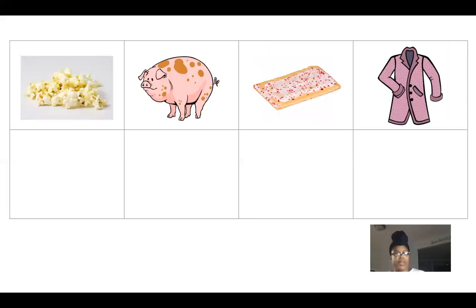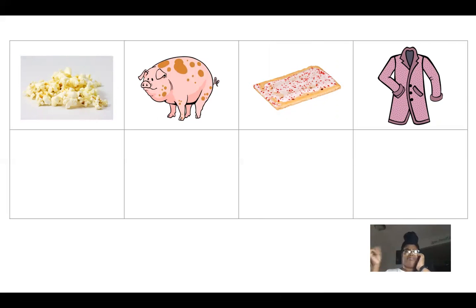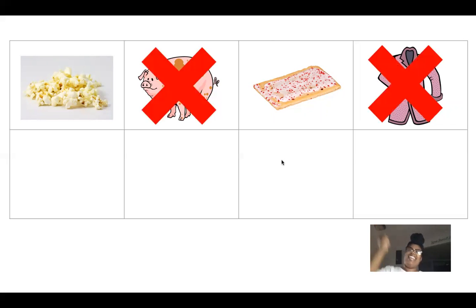Next we have a picture of some popcorn. Popcorn, pig. Okay. Next piece is a picture of a Pop-Tart. Popcorn, Pop-Tart. Okay. And the next picture is a picture of a coat. The last picture. Popcorn, coat. No. Okay, friends. I think we might get tricked here. We have popcorn. We have pig. We have Pop-Tart. Out of pig and Pop-Tart, which one has the closest same beginning sound as popcorn? Pig, popcorn. Pop-Tart, popcorn. It has to be Pop-Tart. Yes, yes, yes. Good job.